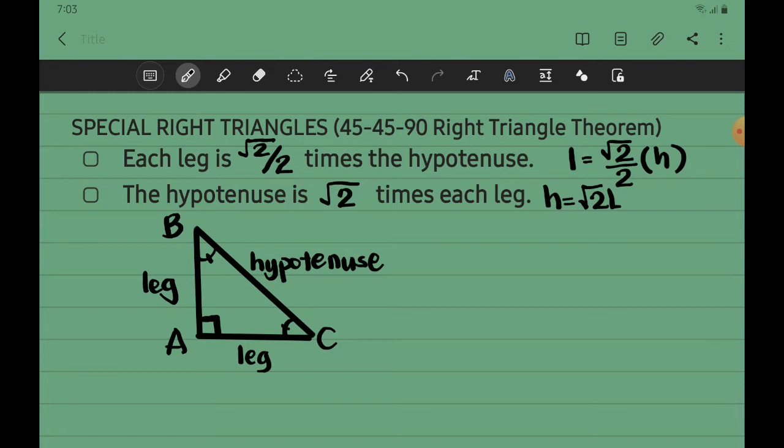And since we have the 45-45-90, meaning to say the remaining two angles, they have the same measurement, which is 45-45. So, yung mga opposite side ng 45-45, parehas lang yun, tinatawag na leg. So, syempre, kung parehas ng sukat yung angles nila, dapat parehas din ng sukat yung legs. So, we are going to use these two formula for us to solve the following examples.